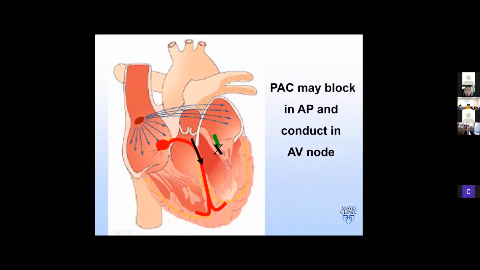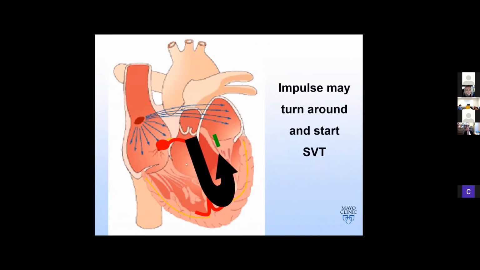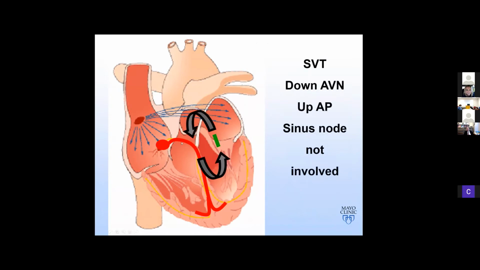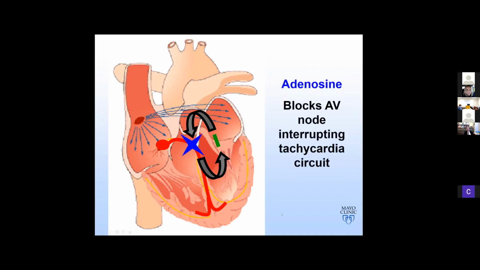So why do we care? Well, if you have an early impulse from the atrium and it goes down the AV node but blocks in the pathway, then it turns around and goes back up the accessory pathway and then goes round and round, kind of like a dog chasing its tail. This is the typical mechanism of SVT, or supraventricular tachycardia. So we've taken the sinus node out of the picture, and these patients can have fast heartbeats.